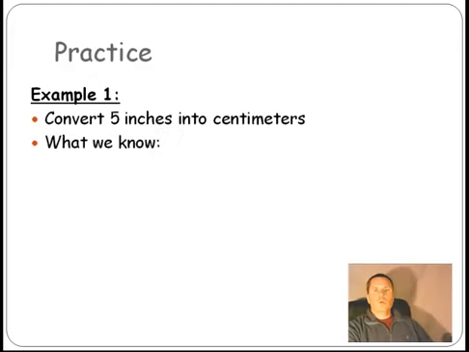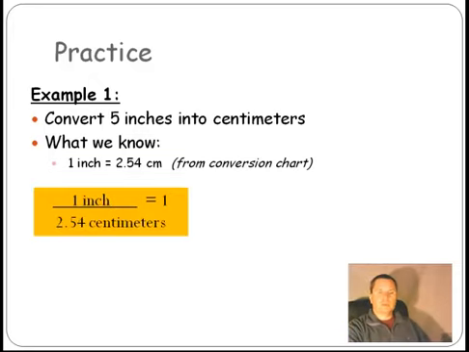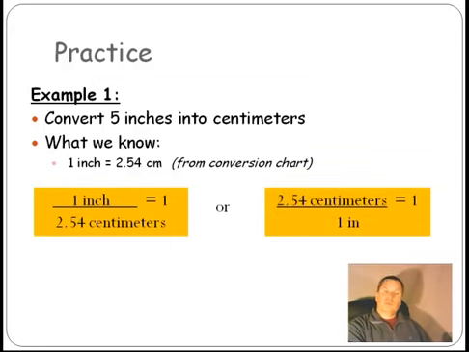Okay, well, what do I know? I know I have 5 inches. And I know by looking at my conversion table, my cheat sheet, which you guys aren't going to have to memorize, that 1 inch is equal to 2.54 centimeters. Okay, so I know that. So I can go directly from inches to centimeters. Pretty easy. So let's set up our ping pong table. Actually, before that, this is what we know.